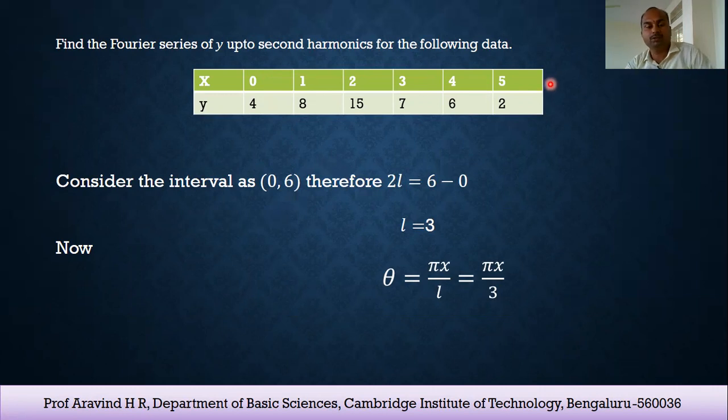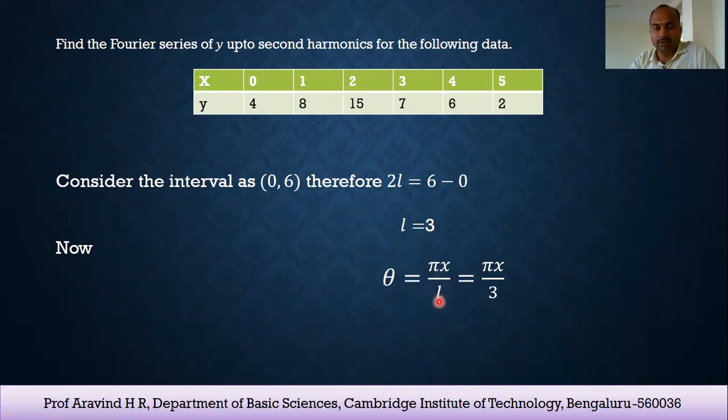Like in the previous problem, here the y value in the beginning is 4, and the last value is 2. Both should be the same. If they are not the same, either the first value or the last value is not given. In this example, the first value at 0 is given, which means the last value is not given. So when x is equal to 6, we will get y as 4. Therefore, the interval is 0 to 6. Length of the interval 2l is equal to 6 minus 0, so l is equal to 3.